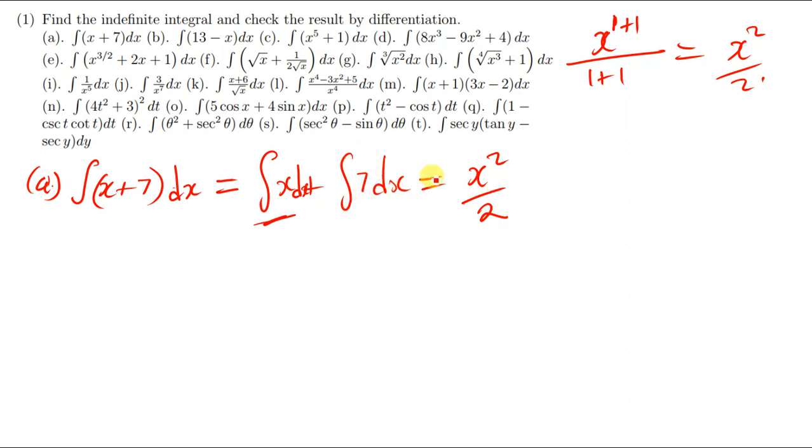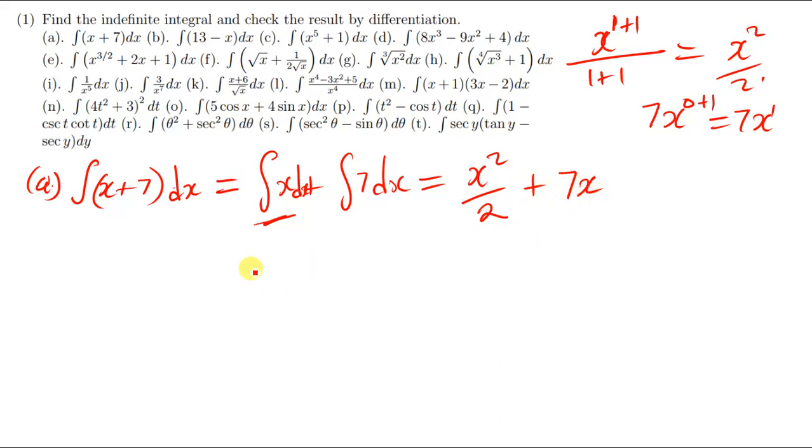And then when you integrate 7, which is just a constant, initially 7 is just the same as 7x to the power 0. So when you add 1 to 0, you're going to get 7x to the power 1, which is just the same as 7x. So we have 7x.